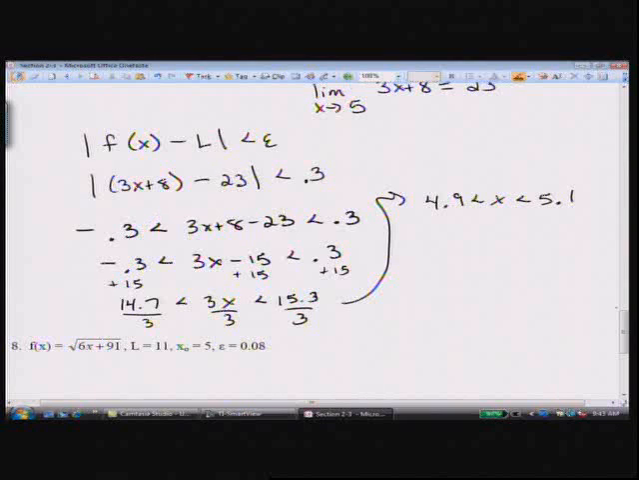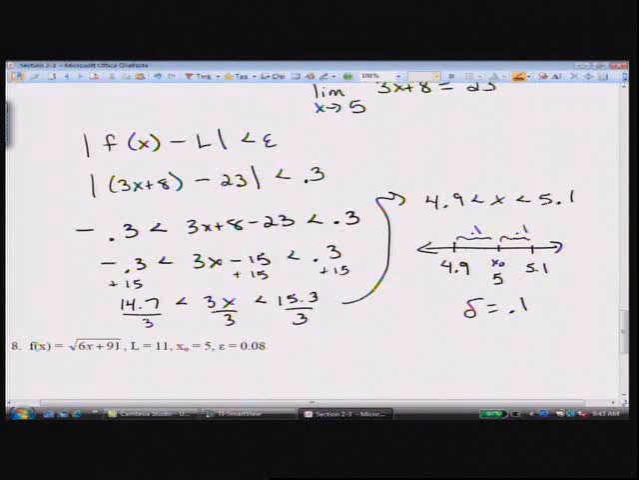So as long as I limit my x within there, I'll be able to get a y within that certain tolerance. Okay, and so what is the delta then? This is the interval, 4.9 to 5.1. Well, remember the ideal was the x naught value, which here was 5. So the delta is just the smaller of the distance from the ideal to either endpoint. Now in this case, it's 0.1 on either side, right? So our delta is equal to 0.1.